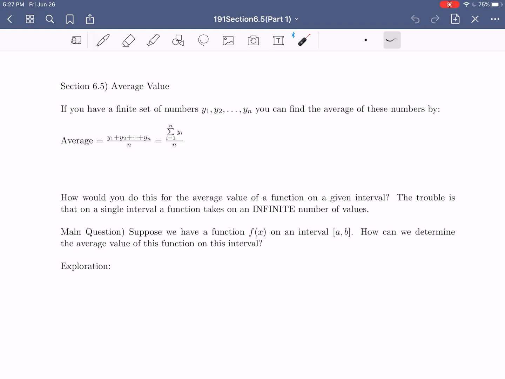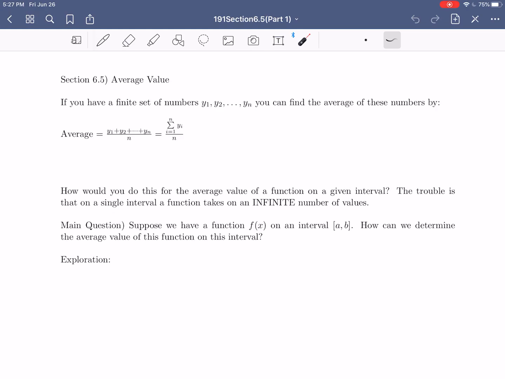average for a function. So to do this, we're going to talk a little bit about how you calculate the average of a set of numbers, and then we're going to see how we can use integration to extend that concept to the average for a function. Then we'll take a look at a very important theorem that tells us what to expect when looking at the average value of a function and how it relates to the function itself, and then we'll take a look at a couple of examples.